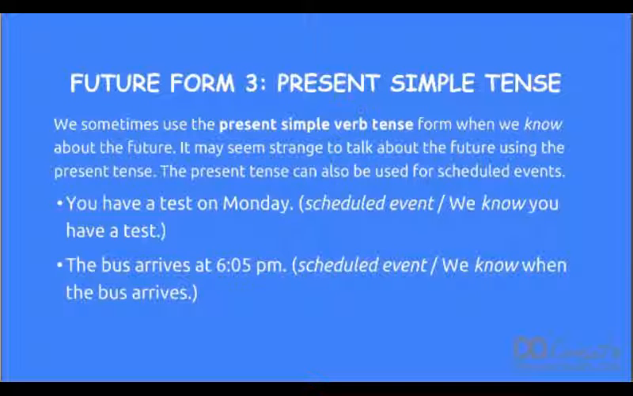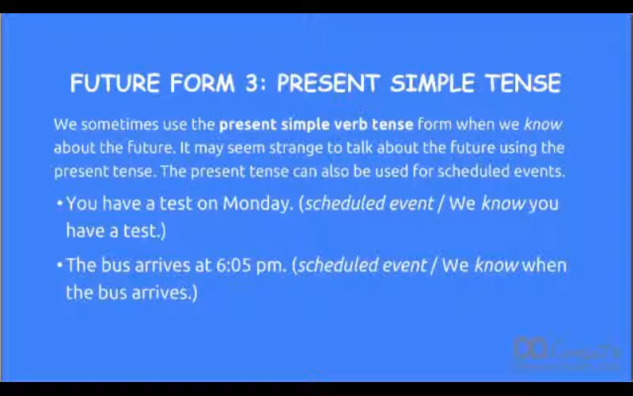The third future form is the present simple tense. We sometimes use this form when we know about the future. It may seem strange to talk about the future using the present tense. The present tense can also be used for scheduled events. Let's take a look at some examples.